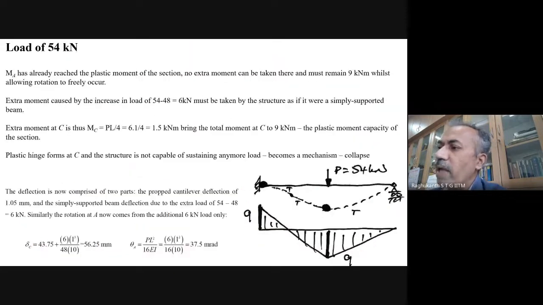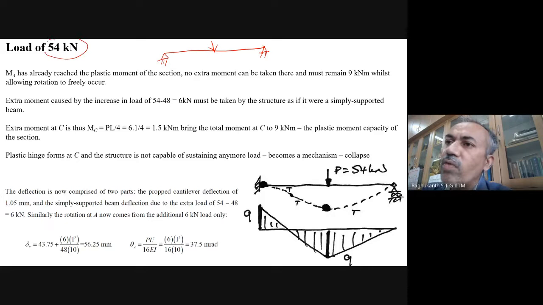now because it has become like a hinge, this point A will not be able to take any more bending moment. So the whole propped cantilever becomes like a simply supported beam. Here also you have a support, here also, and this is our load. Now let us say we have increased the load to 54 kilonewtons. So the extra 6 kilonewtons, we have increased the load from 48 to 54.